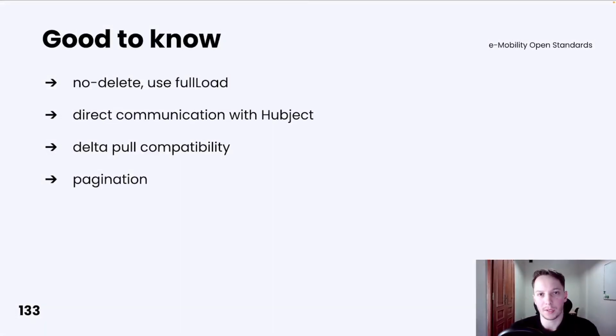When it comes to pagination, it's good to know that the default number of records provided in a paginated data response is 20 records. The maximum number of records that can be obtained in one single page is 2000 records.